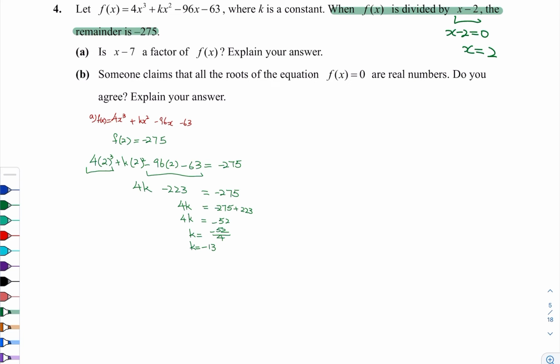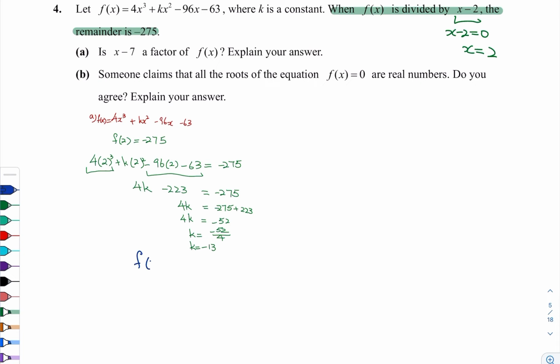We still haven't done the question. That's why I was saying, even if the question does not give you anything, you have to find the knowns. That will make the questions easier. Now, what was part A asking? Is that a factor or not? If something is divided by something, the remainder is something. So it's all of the time asking the same thing.